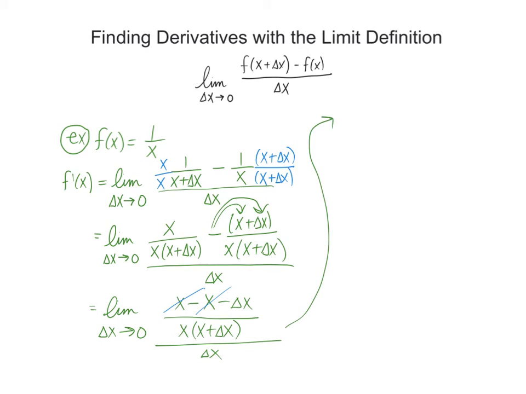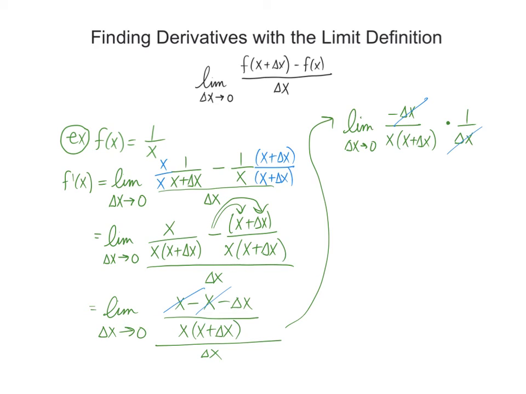So move up here. Here's where we stand. The limit as delta x goes to 0 of negative delta x over x times x plus delta x. And all of that is over delta x. Instead of writing all of that divided by delta x, I'm going to go ahead and multiply it by 1 over delta x because it just visually makes more sense at that point to get rid of those two.